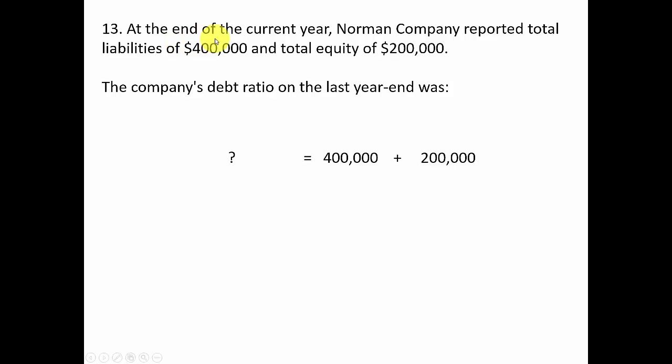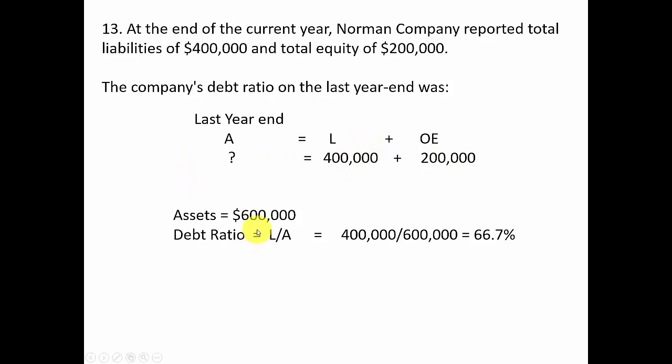Number 13. At the end of the current year, Norman Company reported total liabilities of $400,000 and total equity of $200,000. The company's debt ratio on the last year end was what? We don't know assets, but we know liabilities and owner's equity. Adding these two together gives us $600,000 in assets. The debt ratio would be the $400,000 divided by $600,000, which is 66.7%.